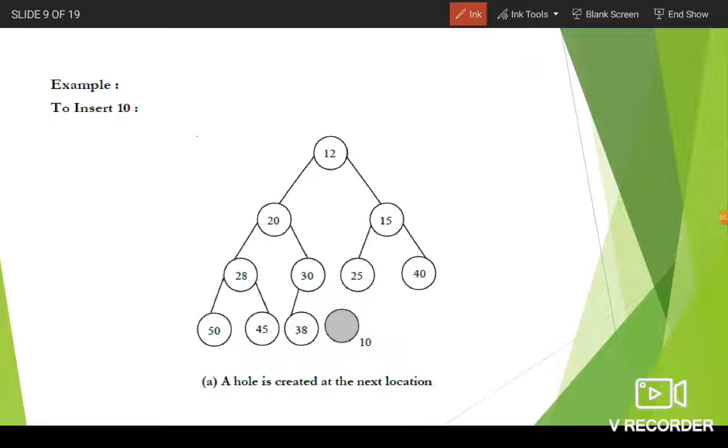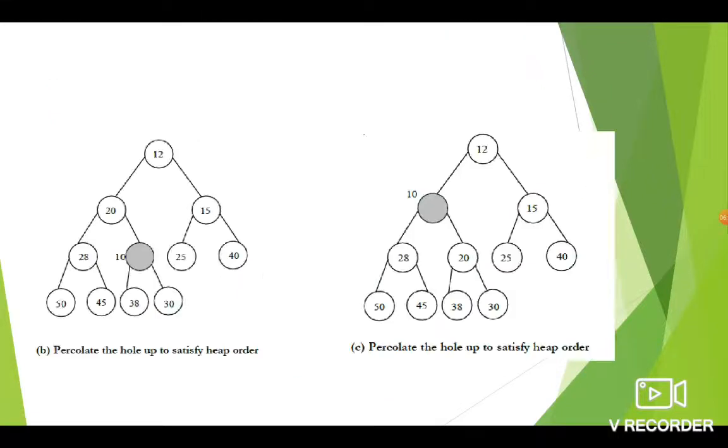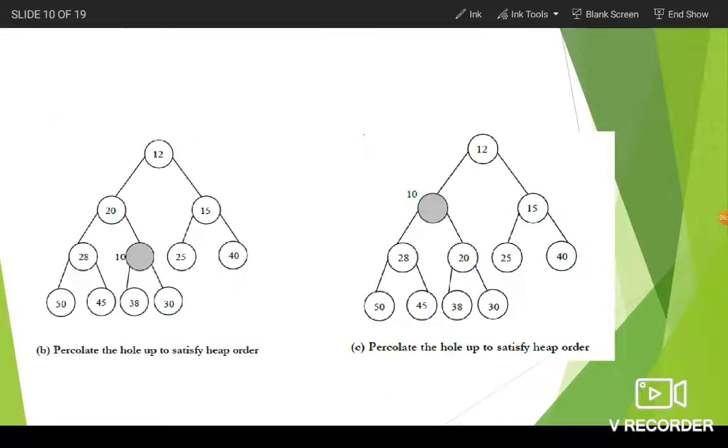So if I have inserted 10 in this hole, its parent must contain a minimum value because it is a minimum heap, but its parent is 30. So 30 is not less than 10. So this is not the right place for 10. What I need to do is move the hole up and the parent is moved down. That is, 30 is moved down and the hole is moved up.